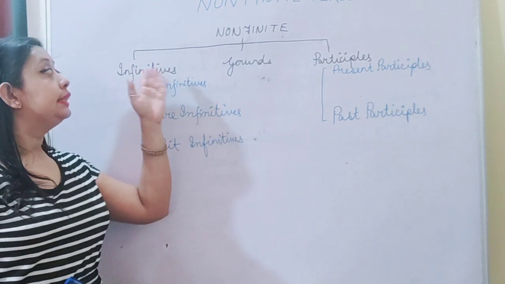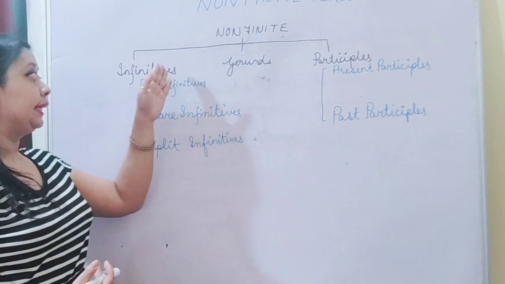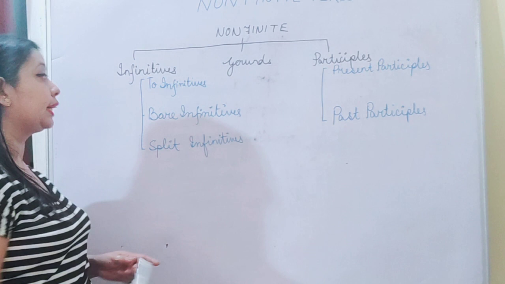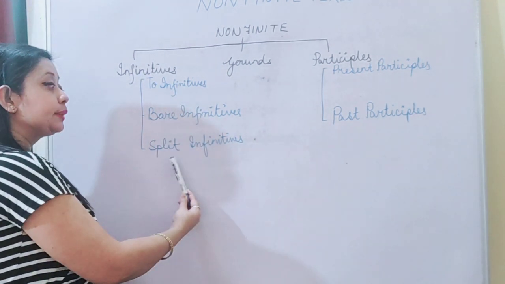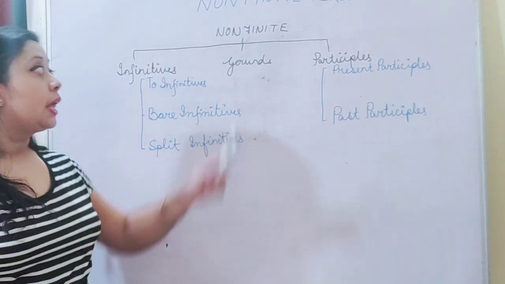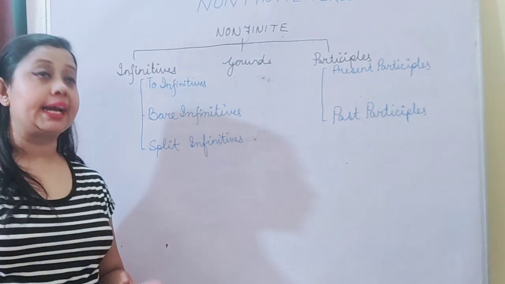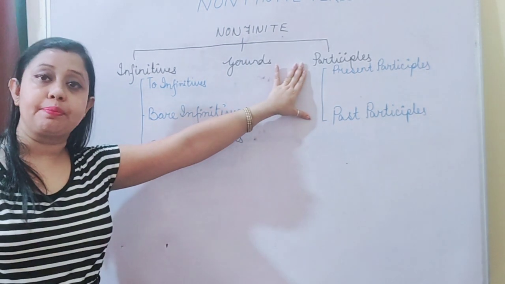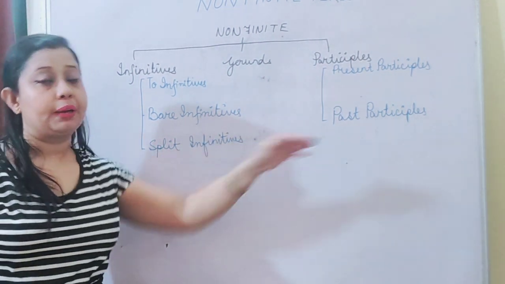Now again, these kinds have their own subkinds. Like infinitives are divided into three different kinds. What are they? True infinitives, bare infinitives, and split infinitives. You have gerunds, but gerunds do not have any different kinds, and participles have two subkinds. What are they? Present participles and past participles.